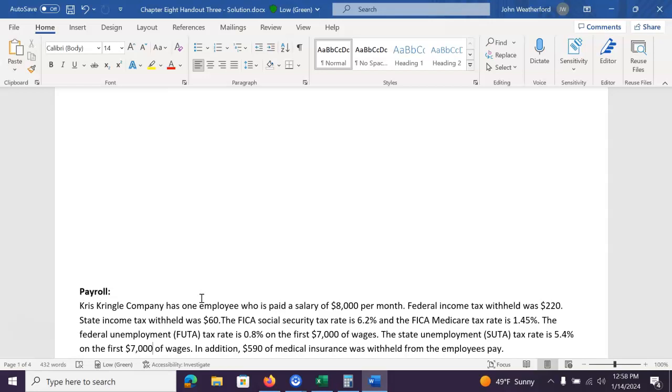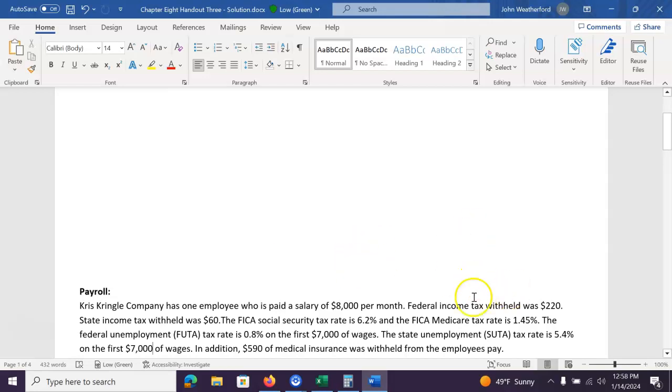But the employee can benefit from it, right? If you're laid off or fired, you could draw unemployment. It's kind of an insurance against losing your job, right? And it's your money. If you qualify for the benefit, go sign up. Because in theory, if the employer wasn't having to pay that into the government, it would be a part of your paycheck. In addition, $590 of medical insurance premiums were withheld from the employee's pay.